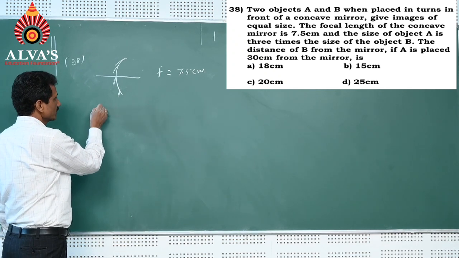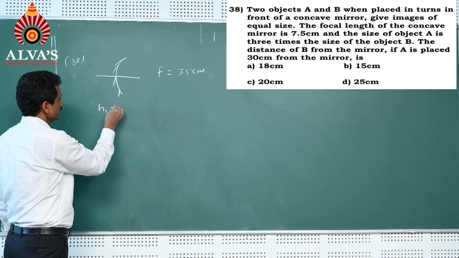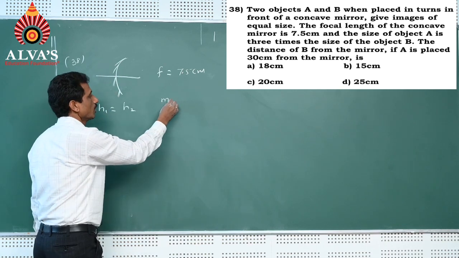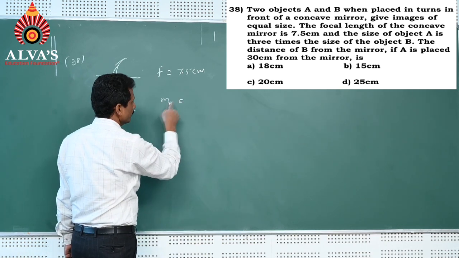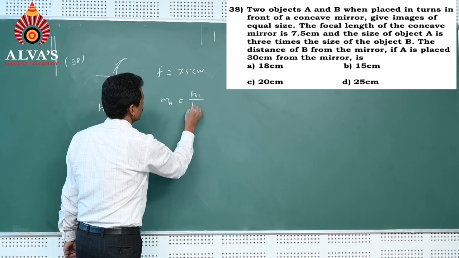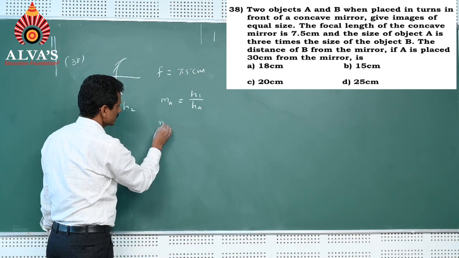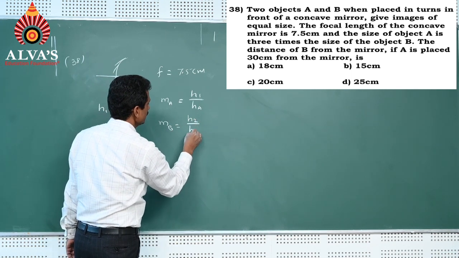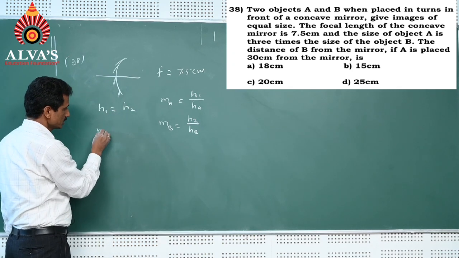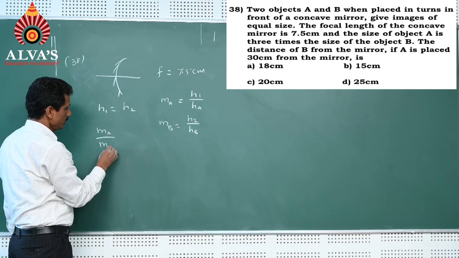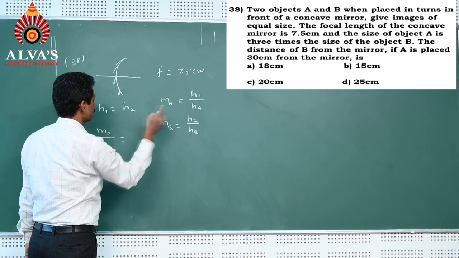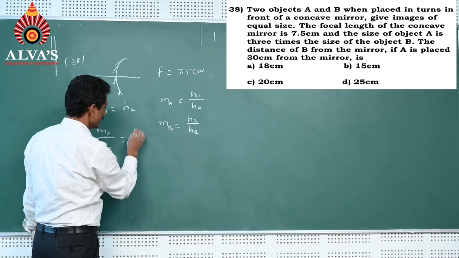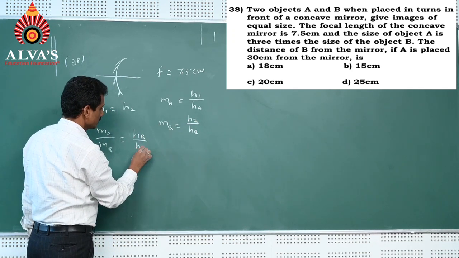The image produced by object A and object B is the same, so H1 equals H2. Magnification produced by object A, let me take MA, is H1 divided by HA. Magnification produced by object B, MB, is H2 divided by HB. Take the ratio of this: MA by MB, since H1 equals H2, is H1 by HA divided by H2 by HB. Dividing these two, it is nothing but HB by HA.